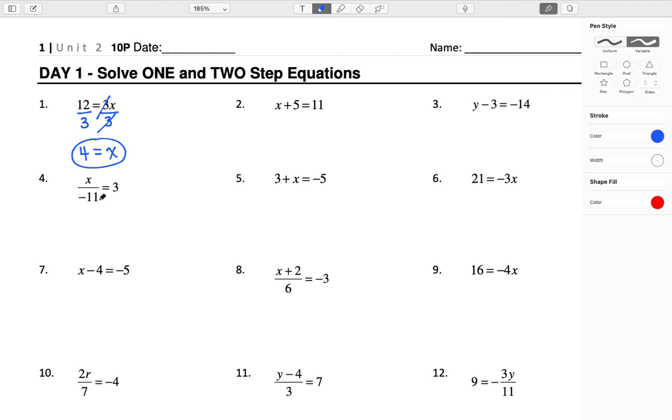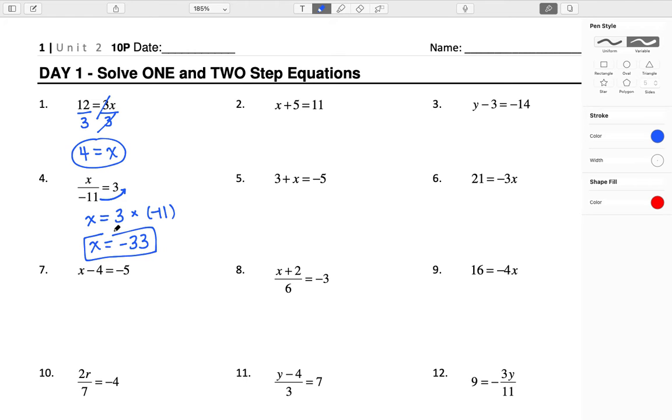On the other hand, if I were to have a fraction, I can move negative 11 to the other side by multiplying because it's division here. So the opposite of division is multiplying, so x is equal to 3 times negative 11. So x is equal to negative 33.